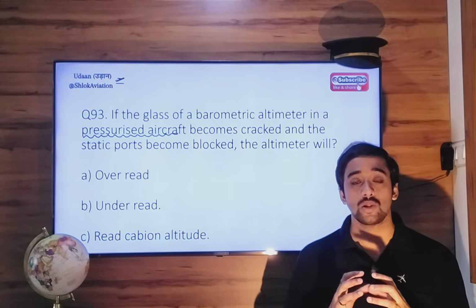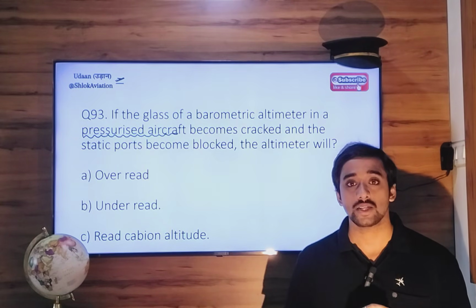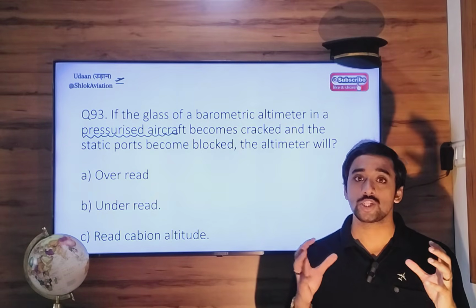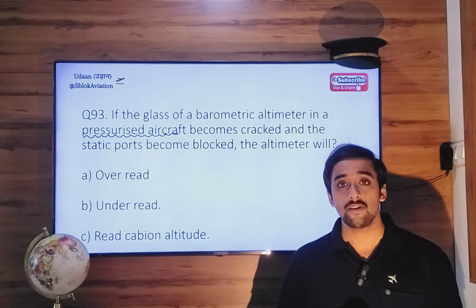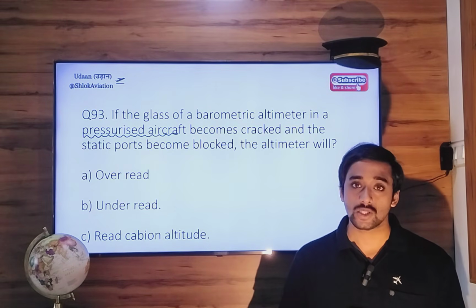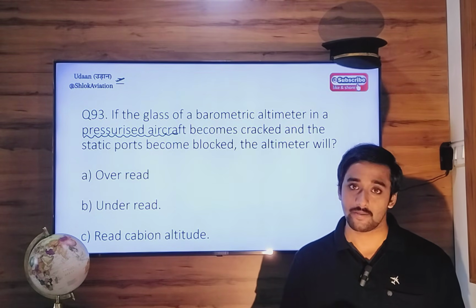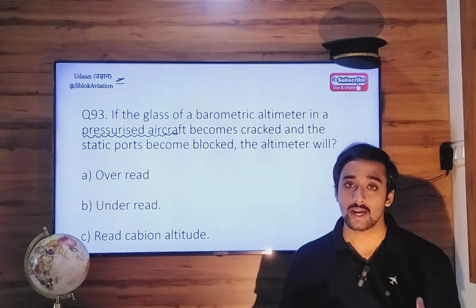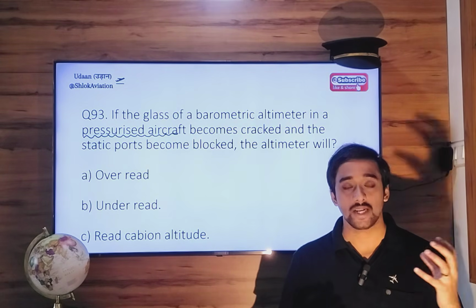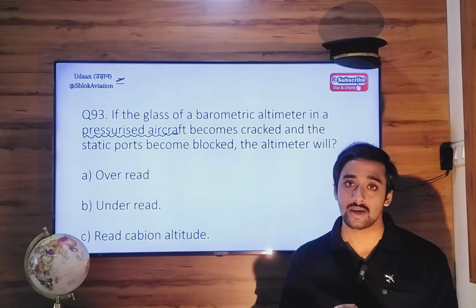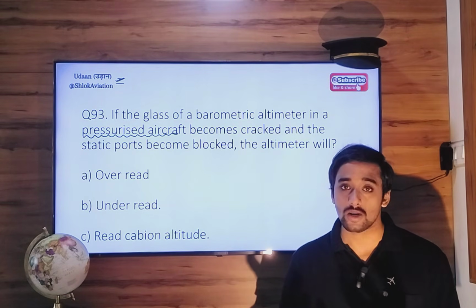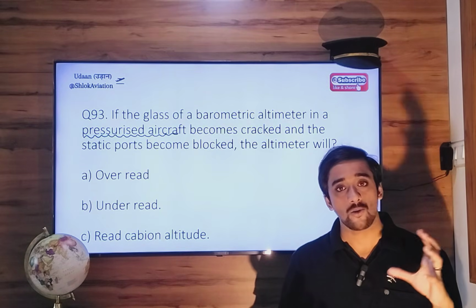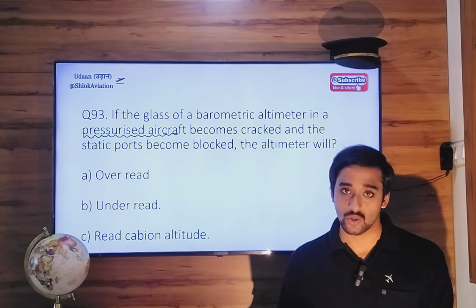The aneroid capsules will expand if static pressure is low. The aneroid capsules will shrink if the static pressure is high. And accordingly, we will be shown our altitudes or vertical distances in our altimeter. Now, if the static ports get blocked, that means the way through which outside static pressure enters the altimeter is blocked. There will be no way outside static pressure can enter the instrument.